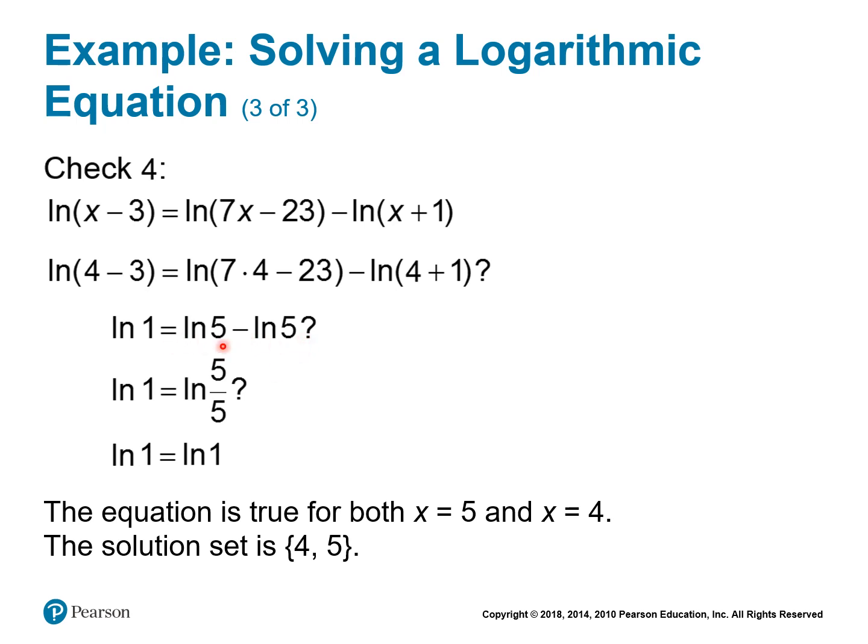Again, we use the quotient rule to write this in a contracted form. So ln of 5 divided by 5 is ln 1. So ln 1 is equal to ln 1. Both sides equal each other. Therefore, the equation is true for both x equals 5 and x equals 4. So both 4 and 5 are the solutions of this equation.